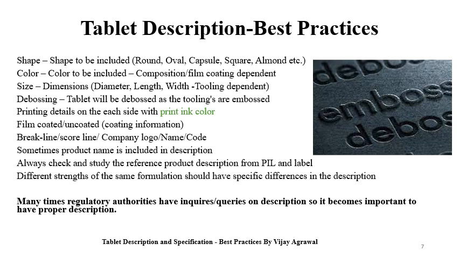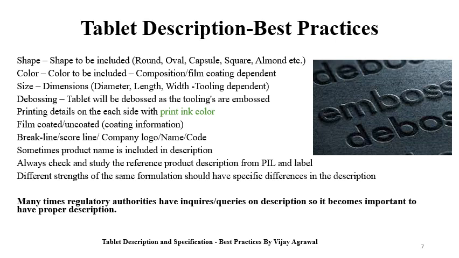Then size include dimensions, like if it is round, it will include diameter. If it is other shape like oval, capsule or square, then two dimensions will be there, like length and width. So these are the tooling dependent dimensions. Then debossing. See here two terminologies are there, debossing and embossing. In the figure you can see the emboss is there and deboss is there. So whenever you are using embossed punches, embossed tooling, that time the tablet will always have a debossed surface. So we have to write debossing.